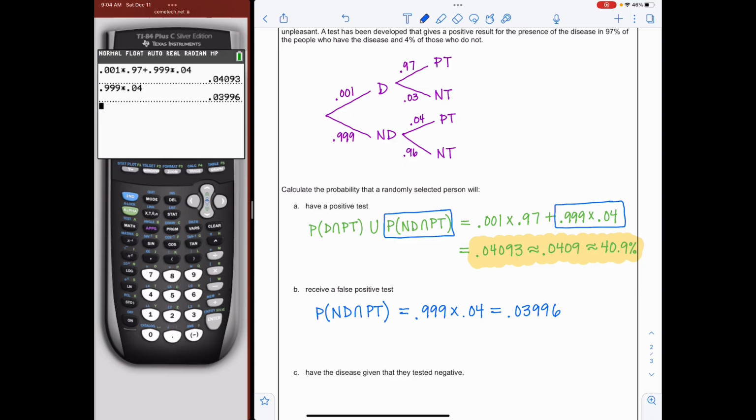0.03996, which in 3 sig fig is approximately 0.04, because the 6 makes that 9 a 10, which makes that other 9 a 10, which bumps that 3 to a 4. So we can say approximately 0.04, which is also approximately 4%.